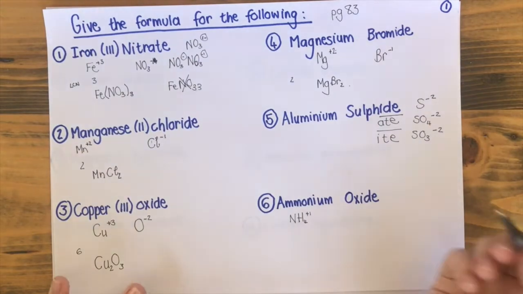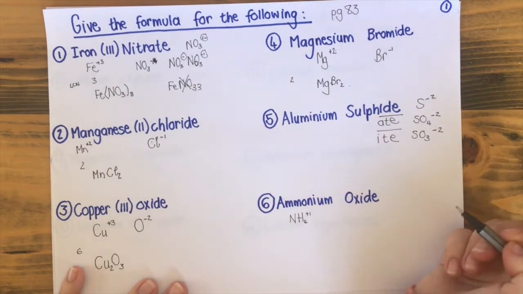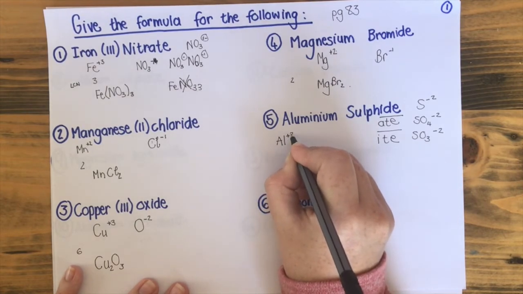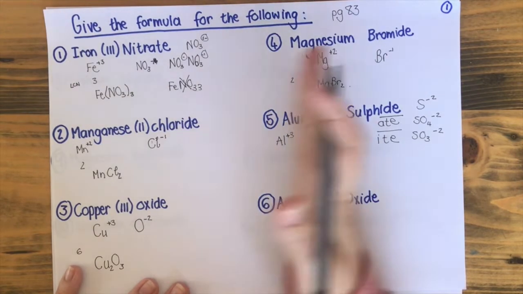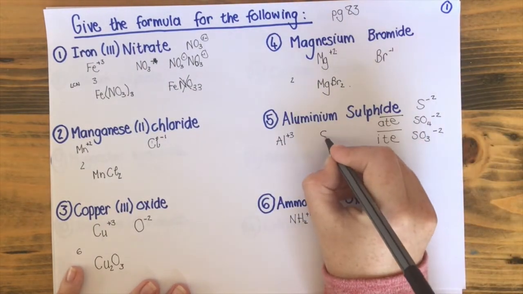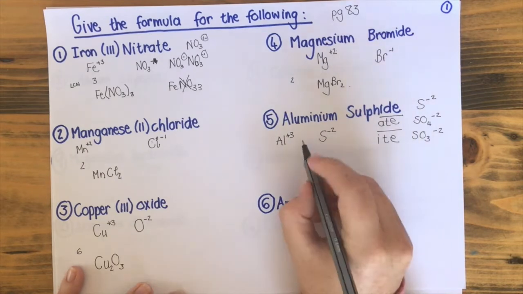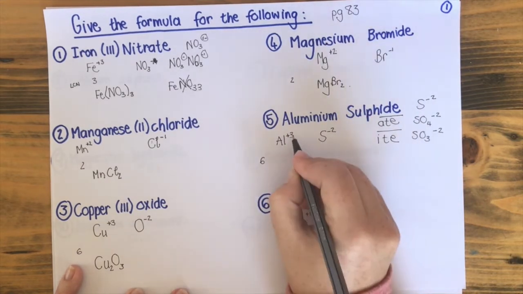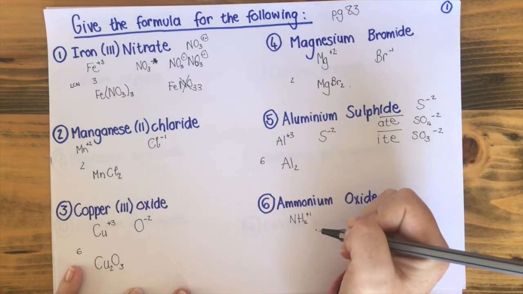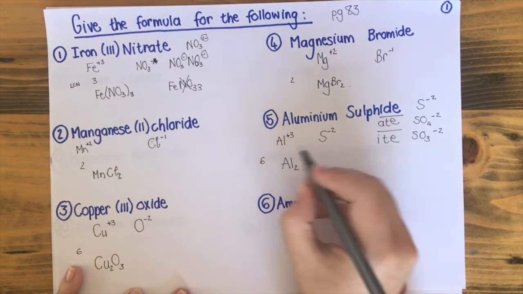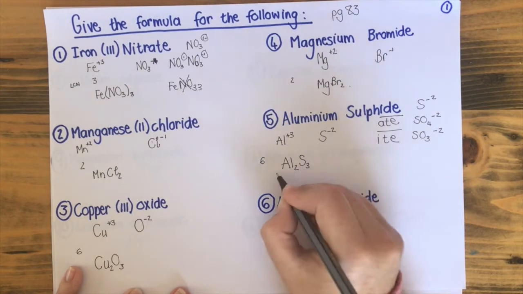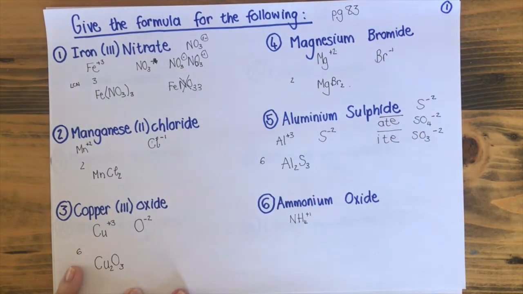Right, so answering aluminium sulfide, aluminium is +3 because it is found in group 3 on the right hand side of the table. Sulfide is -2. The lowest common number is 6. So 3 goes into 6 twice, so we will have 2 aluminiums in this compound. 2 goes into 6 3 times, so we will have 3 sulfides or sulfur atoms.